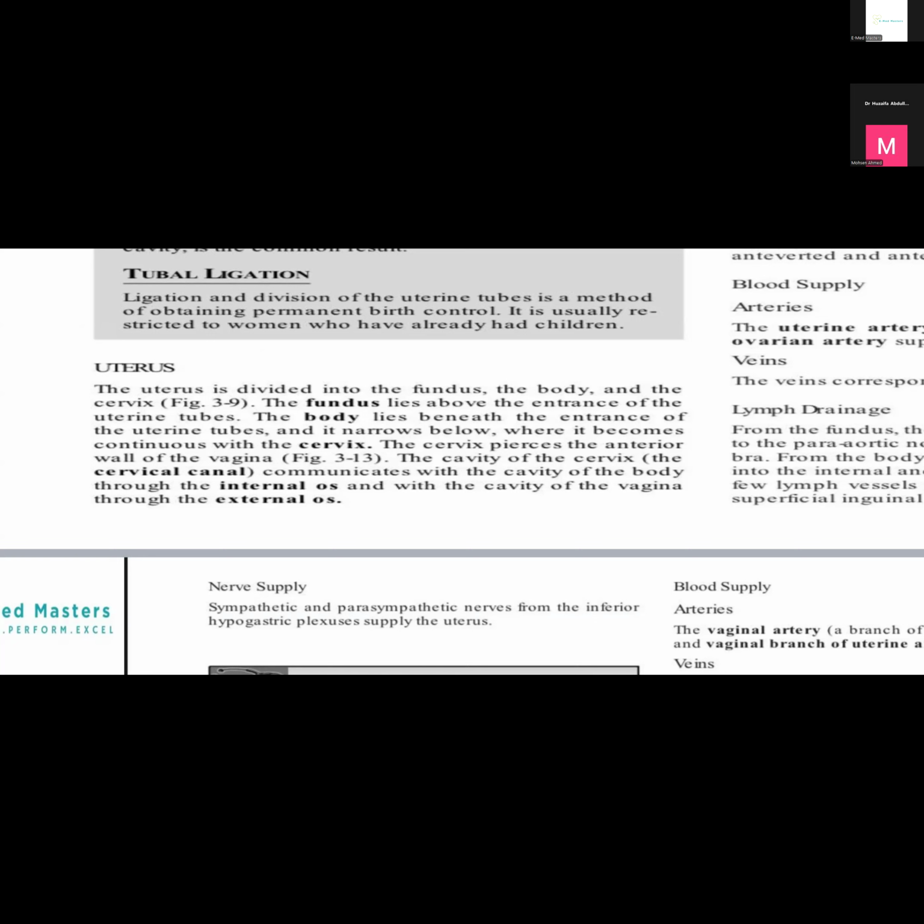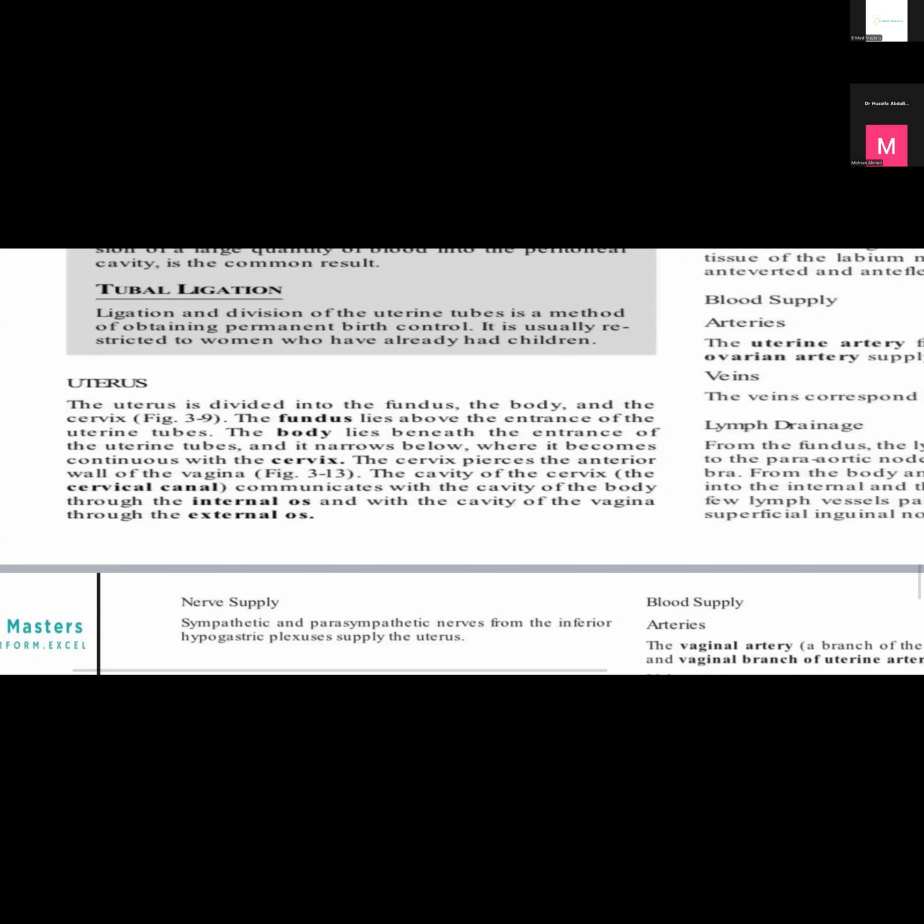So the uterus has three parts: fundus, body, and cervix. The fundus is above the uterine tubes, the body is below the uterine tubes, and below it continues with the cervix. The cavity of the cervix is called the cervical canal, and it communicates with the uterus through the internal os and with the vagina through the external os.